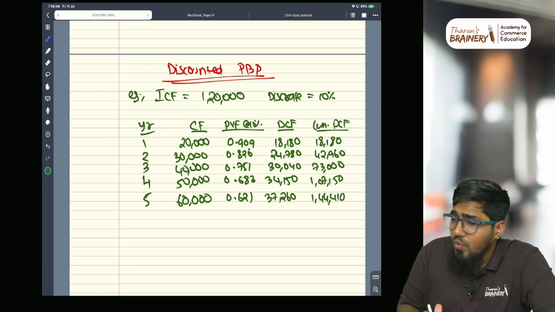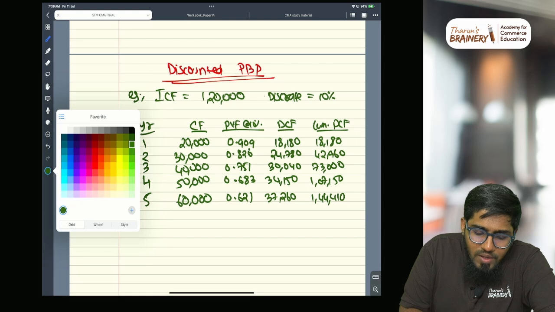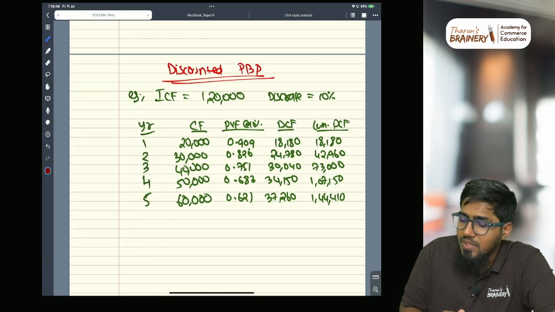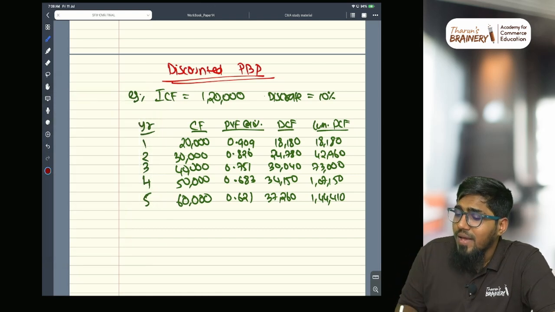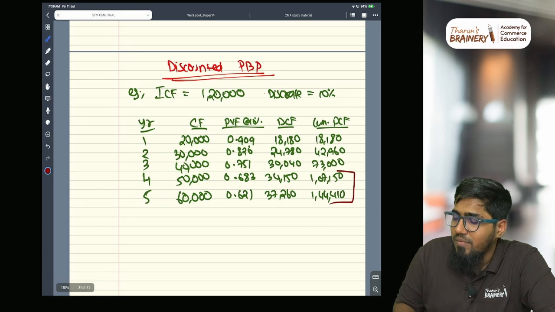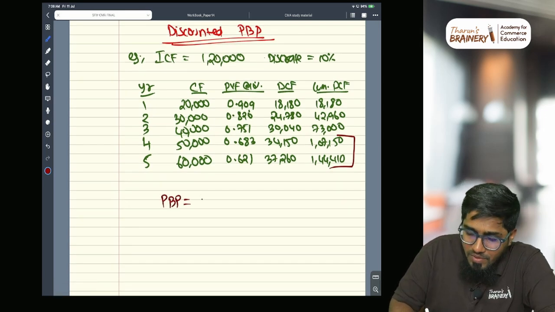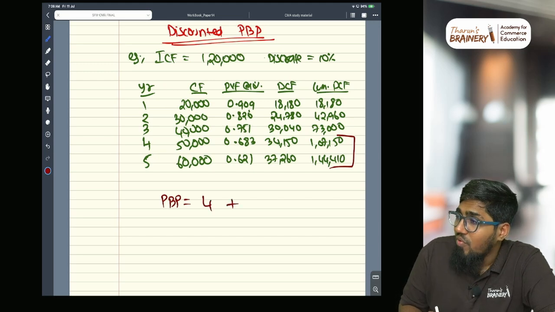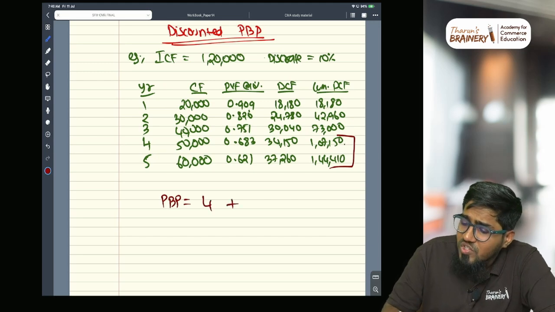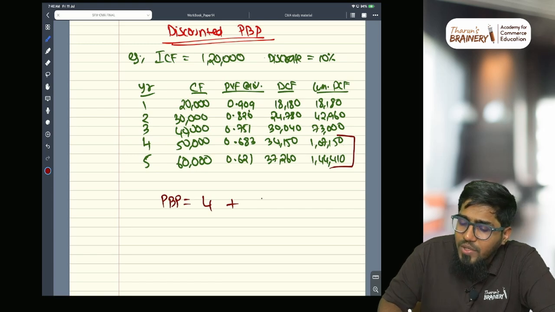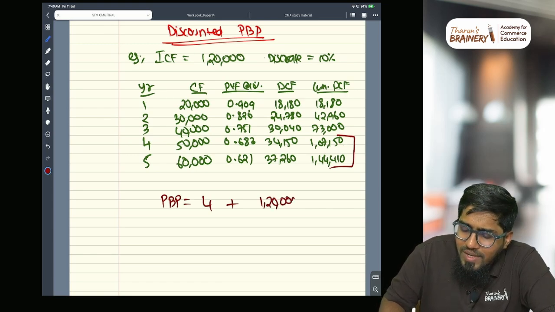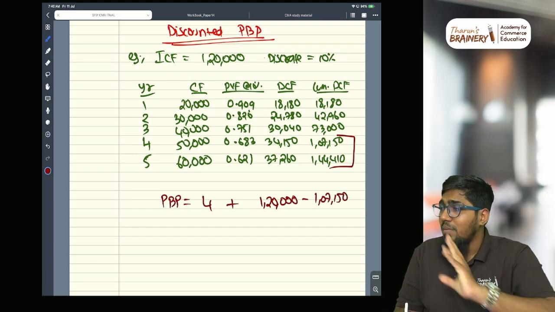Now how much do I want to recover? I want to recover 1,20,000 rupees. I am recovering my money between 4 and 5 years. So my payback period is 4 plus, how much extra money do I want? From 1,07,150 I already recovered. I want to recover 1,20,000, so it is 1,20,000 minus 1,07,150. This is the extra amount I want to recover.